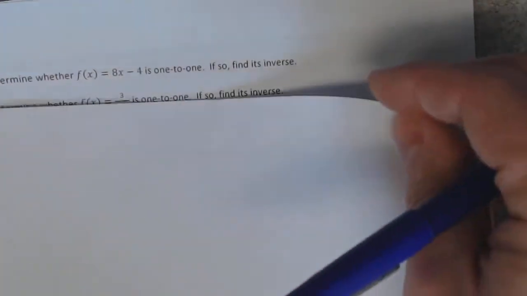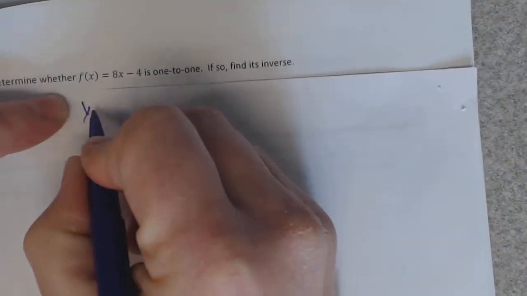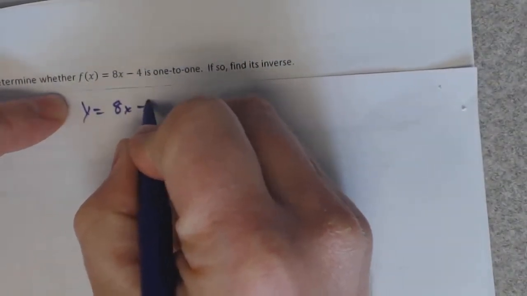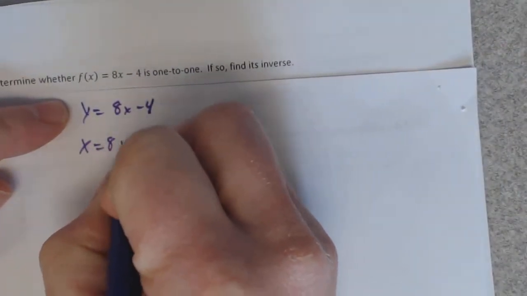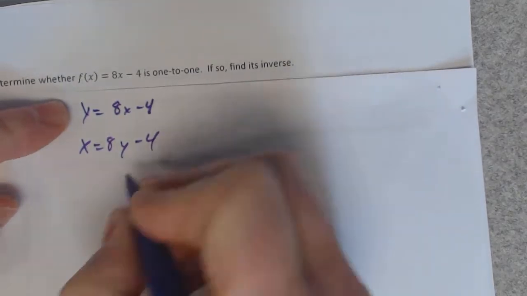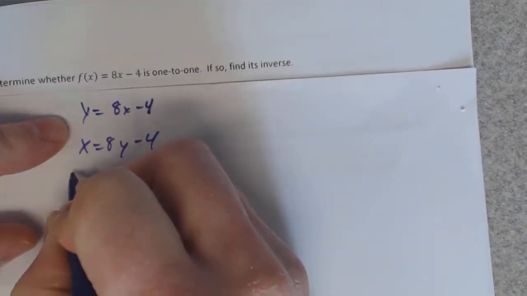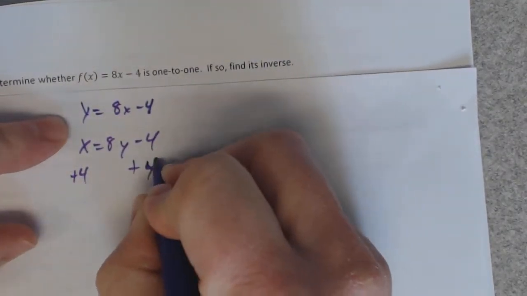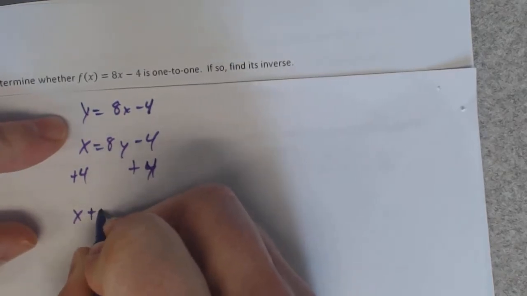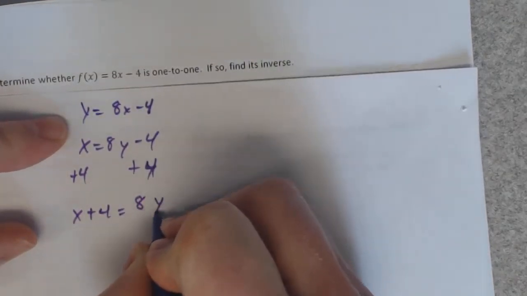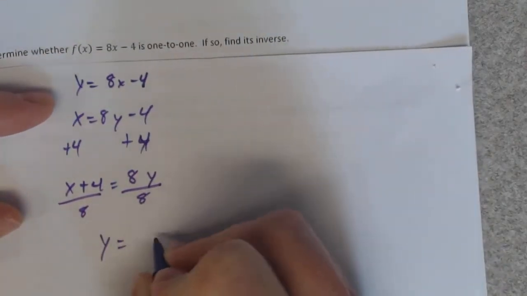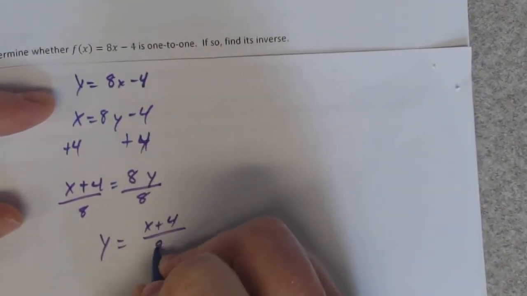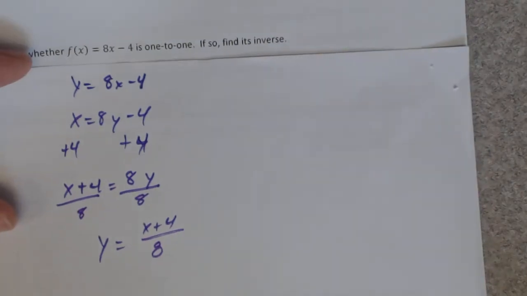Now, what's the inverse of this? Well, we change that to a y. We would switch out the x and the y, and then solve for y. So there's my inverse.